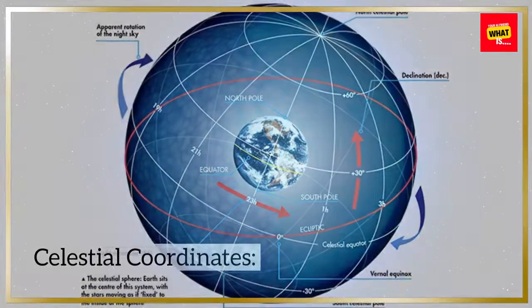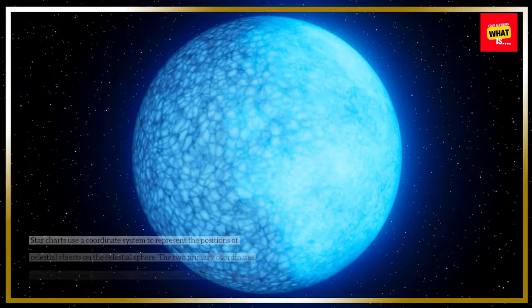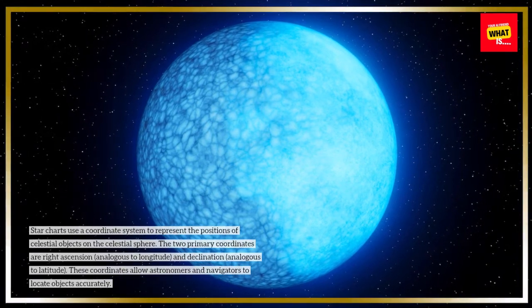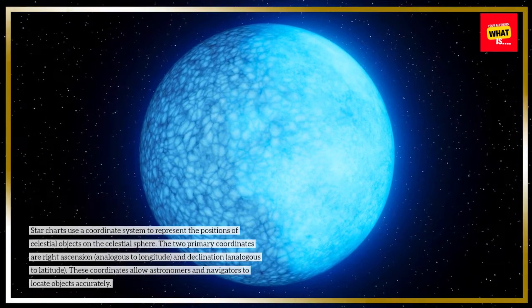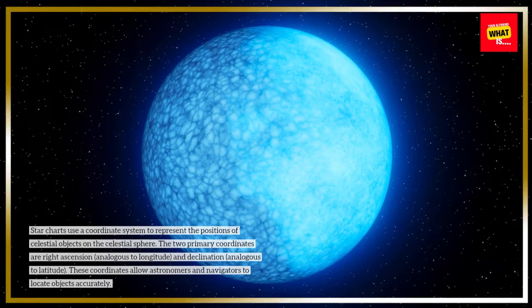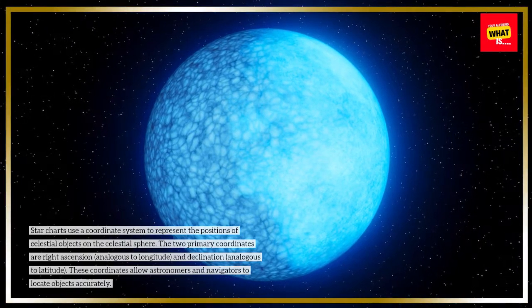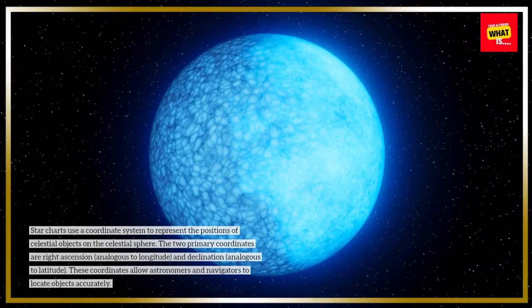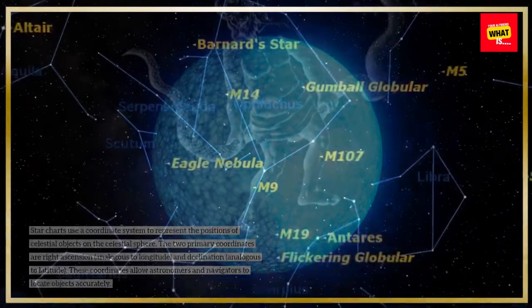Celestial coordinates. Star charts use a coordinate system to represent the positions of celestial objects on the celestial sphere. The two primary coordinates are right ascension, analogous to longitude, and declination, analogous to latitude. These coordinates allow astronomers and navigators to locate objects accurately.